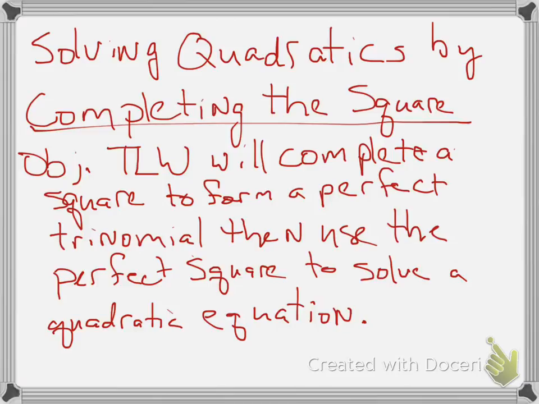All right, so we're doing solving quadratics by completing the square. The learner will complete a square to form a perfect trinomial, then use the perfect square to solve quadratic equations. So, what are we looking at here?